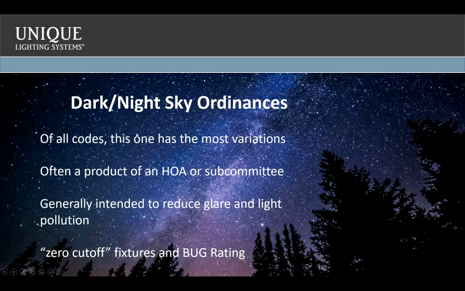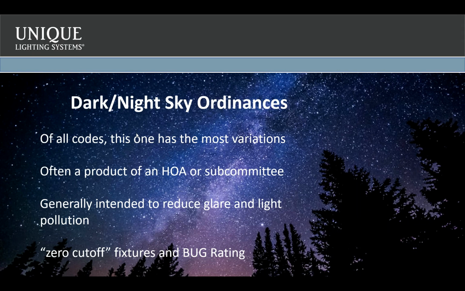So we'll talk a little bit about the dark sky, night sky ordinances. This is the most nebulous one that's out there, and this is the one that I get the most questions on, and unfortunately, it's the most difficult to answer. It'd be easy to say, hey, what's the speed limit, right? The speed limit across the country is generally the same. It's either 55, 65, or 75, depending on where you're at.